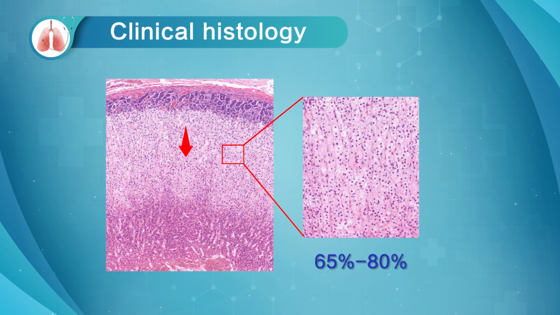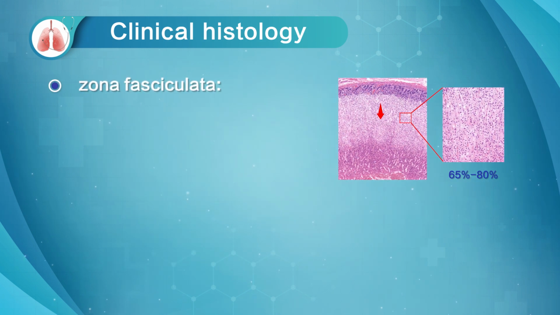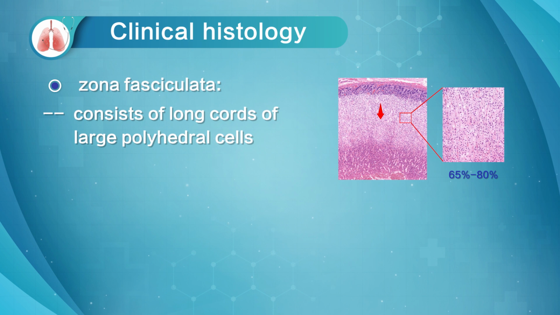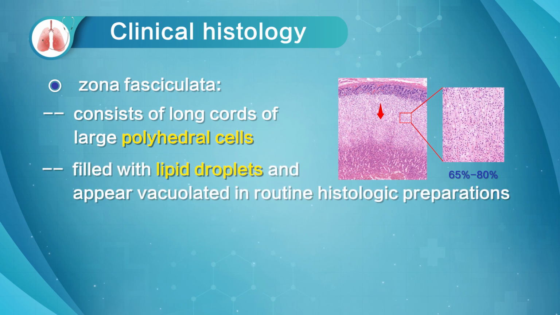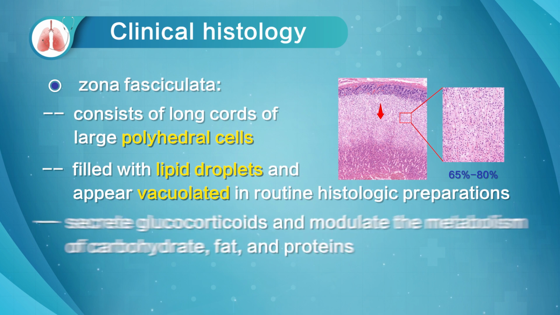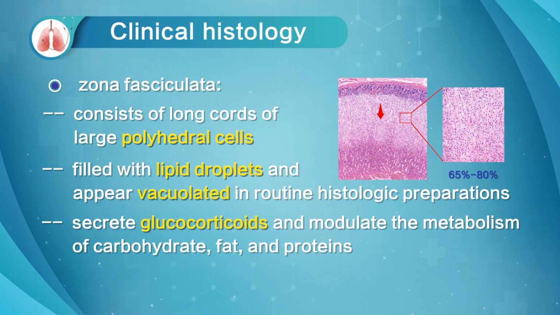This zone occupies about 65% to 80% of the cortex and consists of long cords of large polyhedral cells. These large cells are filled with lipid droplets and appear vacuolated in routine histologic preparations. These cells secrete glucocorticoids and modulate the metabolism of carbohydrate, fat, and proteins.